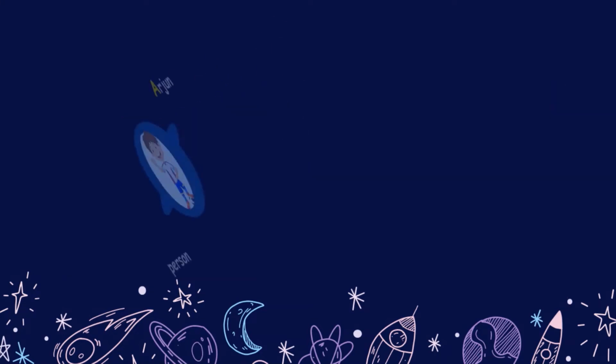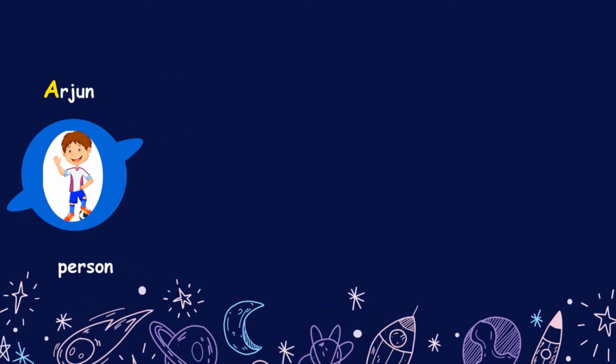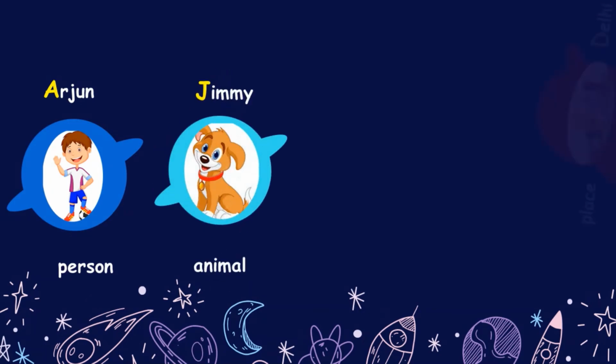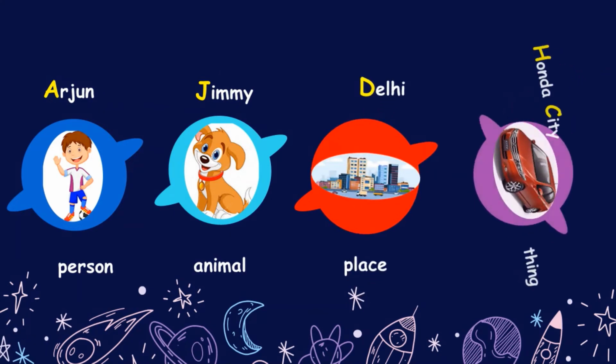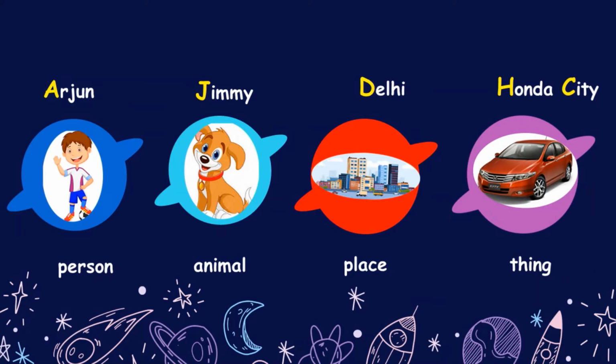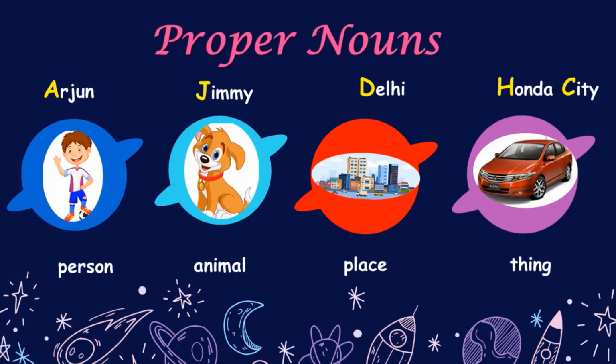So here we have seen the special names used for a person, animal, place, and a thing. These special names: Arjun, Jimmy, Delhi, Honda City are known as proper nouns.